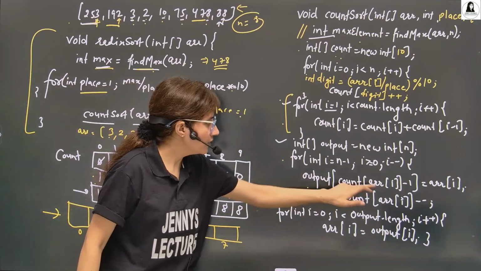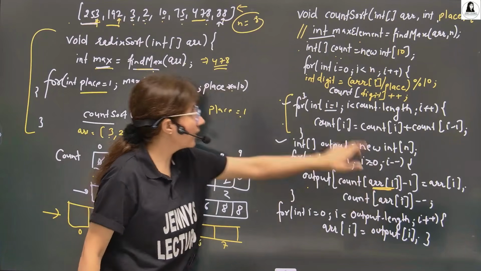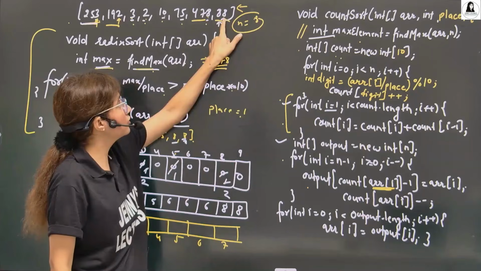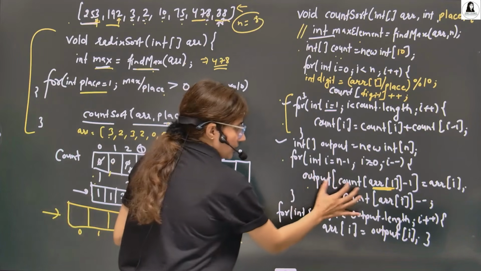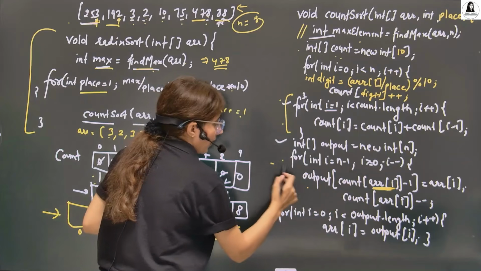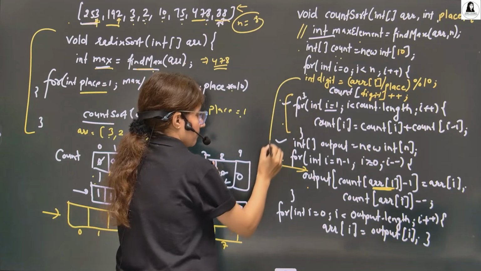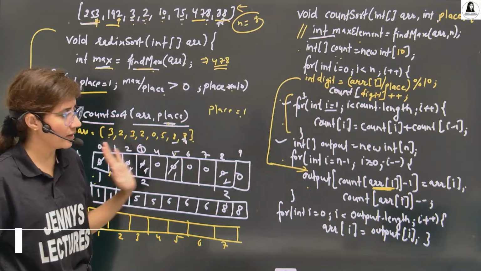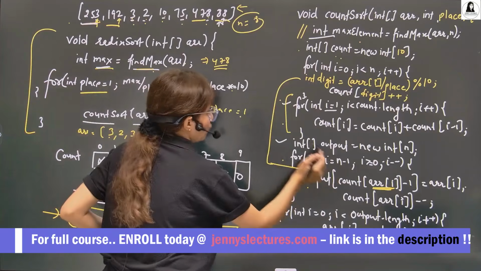Directly we cannot apply this count logic on the complete number at the ith index, that is 88. I have to apply the logic based on the place value, digit by digit. So before writing this logic, again you have to fetch the digit. Write down the same line: array of i divided by place, mod 10. At the very first, when i is n minus 1, i is this.